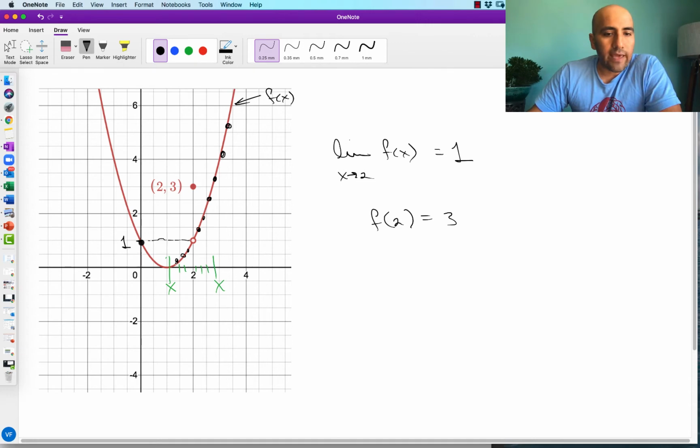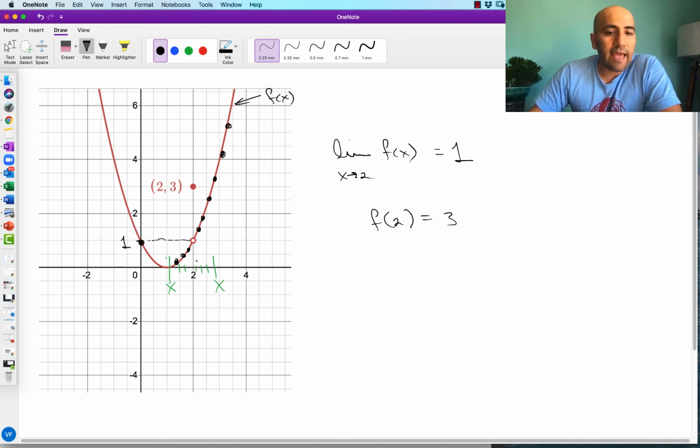If all we had was these black dots, right? All these black dots here, that's all we had, and you were asked to guess what's going to happen at that point, well, I think the most reasonable guess would be that it's going to be right there, that an output of 1 would be a good guess based on all these other black dots that are heading there.